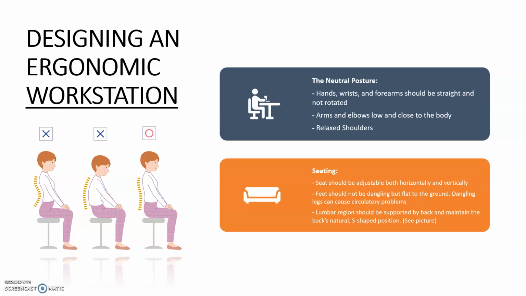Your chair should also have lumbar support. If you don't have lumbar support, put a small pillow there so that your back maintains its natural position, which is the S-shaped position. If you look at the picture, it shows you the natural shape of your back. It should be curved, neither too much of an S shape. Care for your lumbar, not too much.